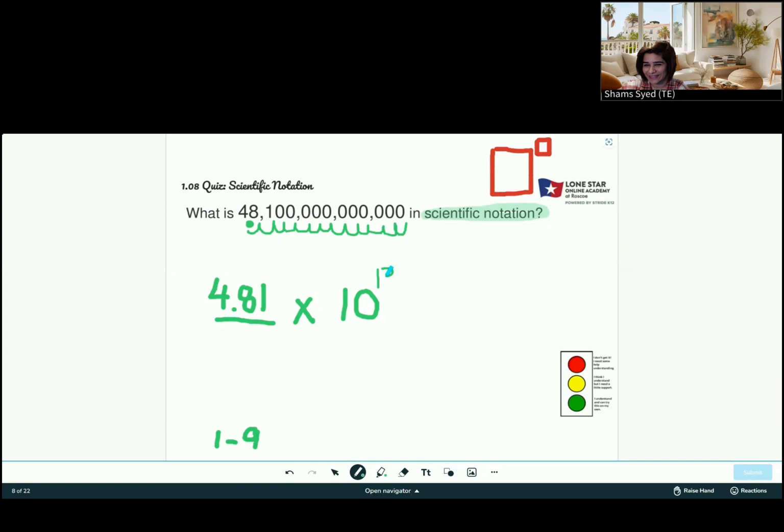This is what goes in the answer: 4.81 times 10 to the power of 13. Is it 12? It's 13. 3 zeros, 6 zeros, 9 zeros, 12 zeros, and then 8. 13. Right? Just in case you're wondering.